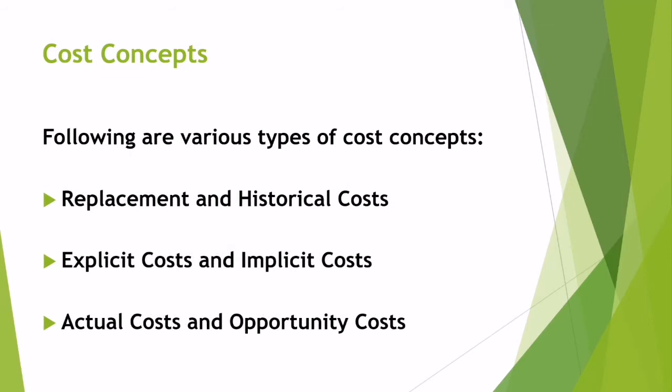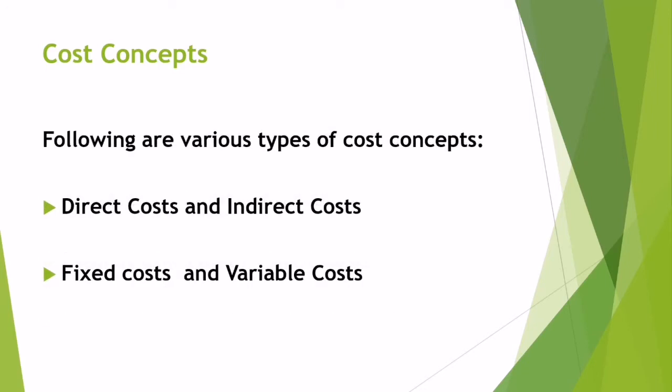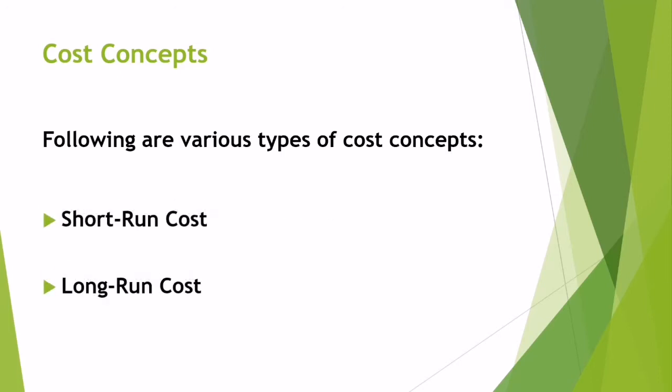In addition, we also have replacement and historical costs, explicit costs and implicit costs, actual costs and opportunity costs. Also, direct costs and indirect costs, fixed costs and variable costs. And of course, short-run costs and long-run costs. So, let's discuss them one by one.